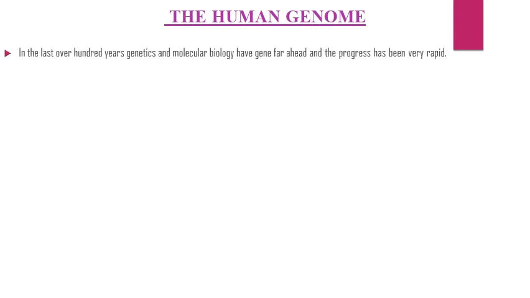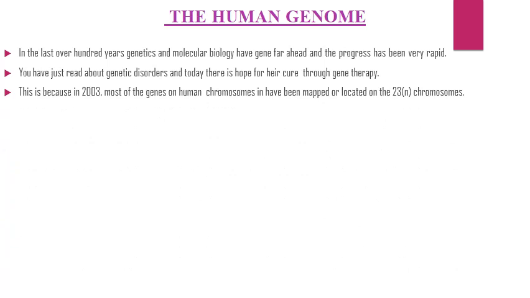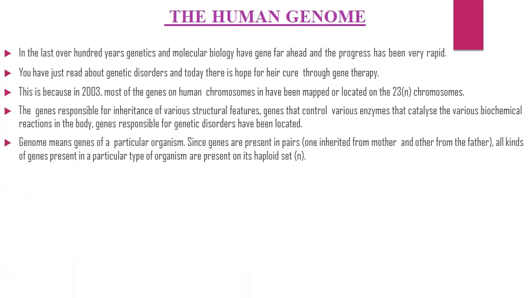The human genome. In the last over 100 years, genetics and molecular biology have gone far ahead, and the progress has been very rapid. You have just read about genetic disorders, and today there is hope through gene therapy. This is because in 2003, most of the genes on human chromosomes have been mapped or located on the 23 chromosomes. The genes responsible for inheritance of various structural features, genes that control various enzymes that catalyze the various biochemical reactions in the body, and genes responsible for genetic disorders have been located.